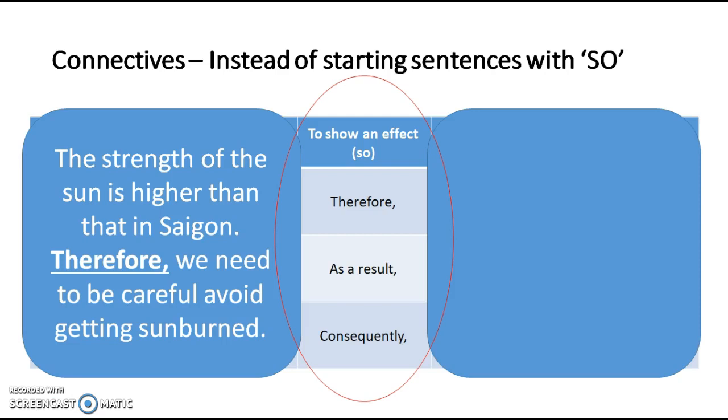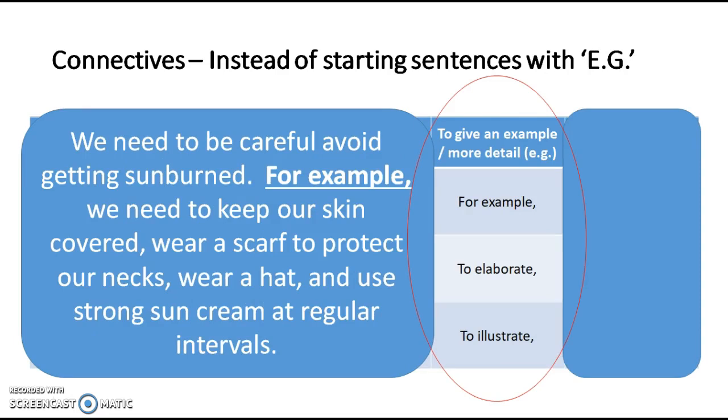Now these words are really good to help us develop our ideas. You are clearly making the cause and effect relationship very clear, which is often important in science. This thing has made the next thing happen. And these connectives are a very effective way of being able to link ideas together.